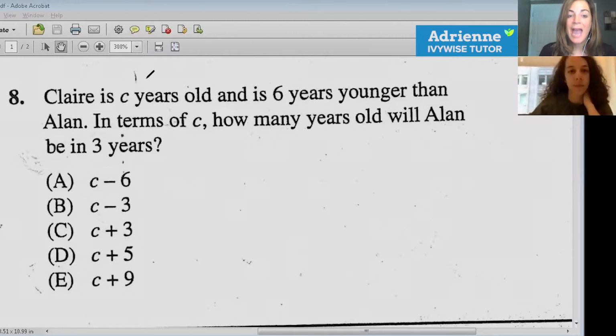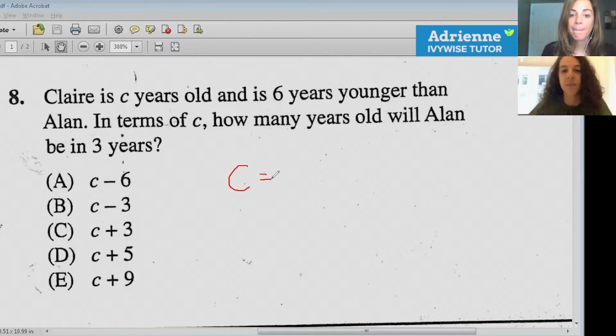All right. Wouldn't it make your life easier if Claire had a real number age instead of a letter age? Yeah, definitely. So that's what we're going to do here. We're going to make Claire a real age, and things are going to become a lot easier. I'm just going to ask that you avoid making her 0 years old or 1 year old. So what do you think? How old do you want to make your Claire?